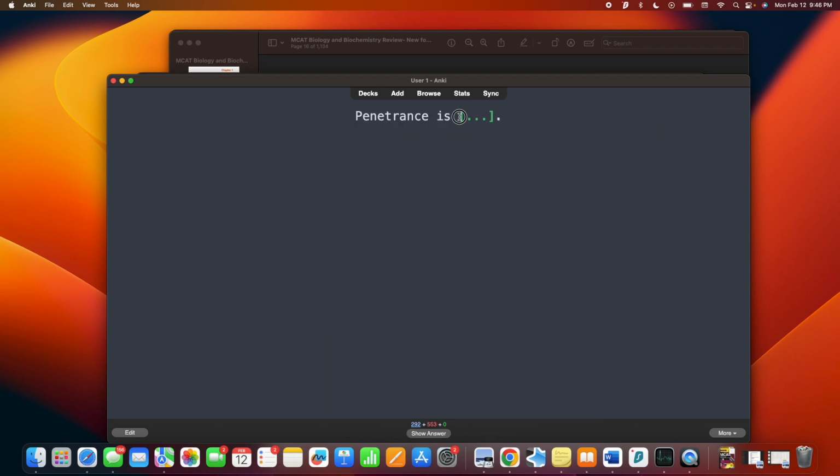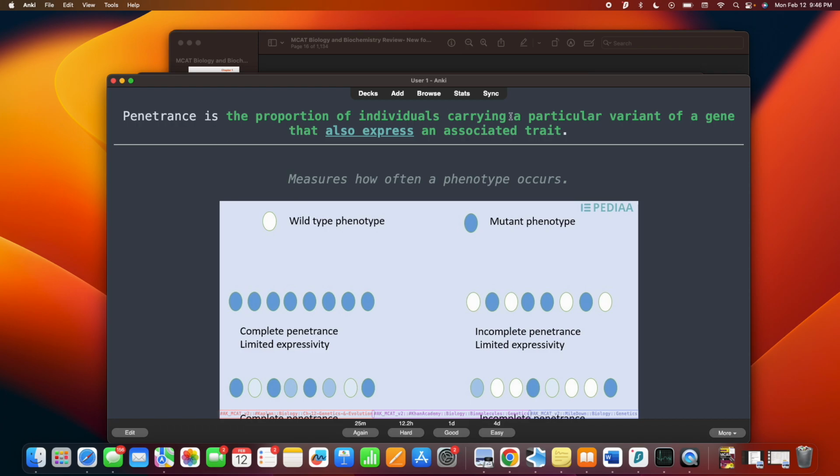Penetrance is the probability. What is penetrance? It's like the penetration of an allele into the population: the proportion of individuals carrying a particular variant of a gene, aka allele, that also express an associated trait. It measures how often a phenotype occurs.